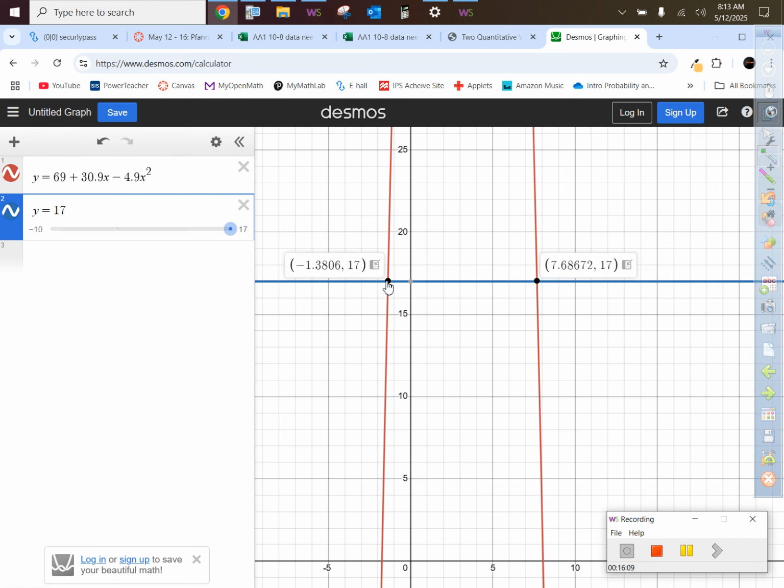Well, look at this one. It happened in negative time, right? So we're going to throw that out. That's called an extraneous answer. How long did it take for that thing to hit 17 feet? They say round to 3 decimal places, so about 7.687, right? Are we okay with that?